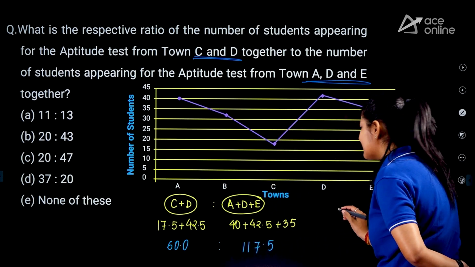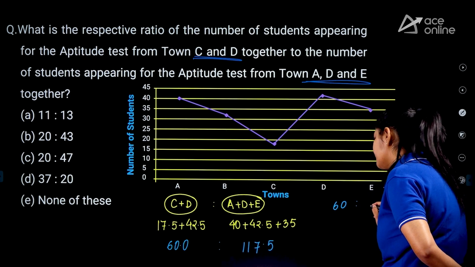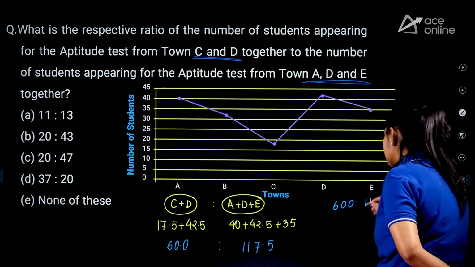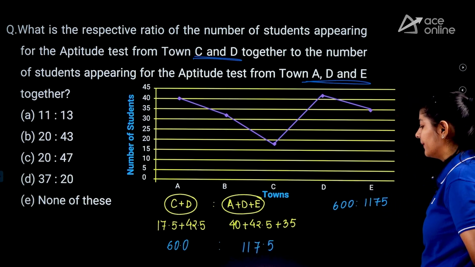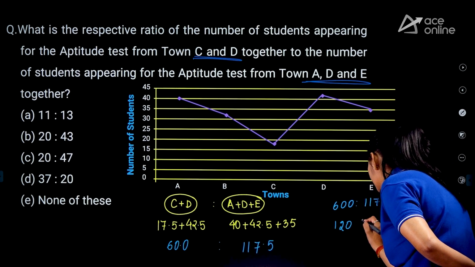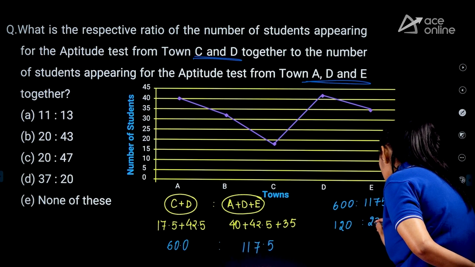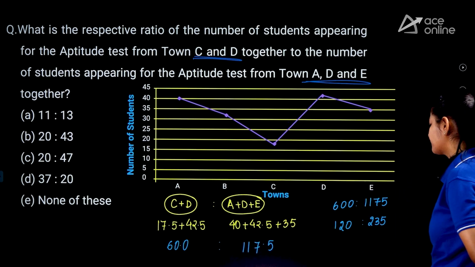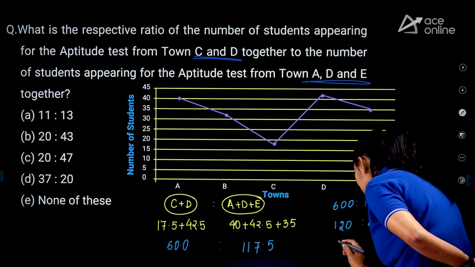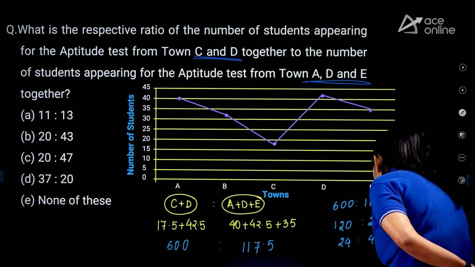So basically, we are having our ratio as 60 to 117.5. This is the ratio that we are having. After eliminating it, we can write it as 120 to 235, right? Now if we again eliminate it with the help of 5, it will become 24 and here I am getting 47.